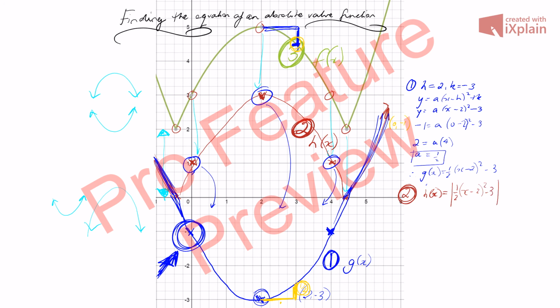And to get the final function, which is our green function, function number 3, which I'm calling f of x, it's that absoluted function, it's h of x, but it's raised up by 2, it's lifted up by 2. So what I do is I'm going to say f of x is equal to a half, or even better, (x minus 2) squared over 2 minus 3, plus 2. And that's that final absolute function. So that's how you go about finding the equation of an absolute value function.